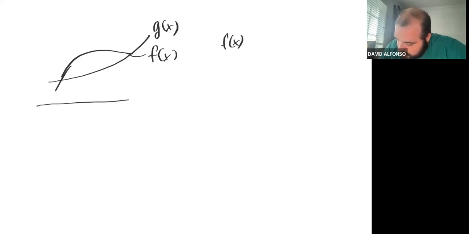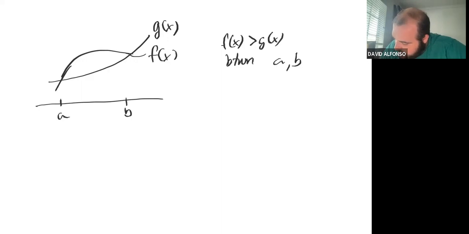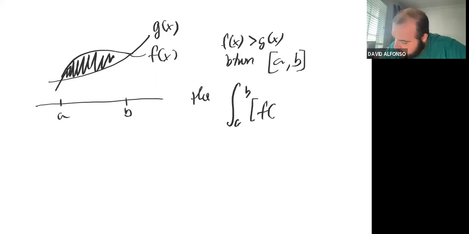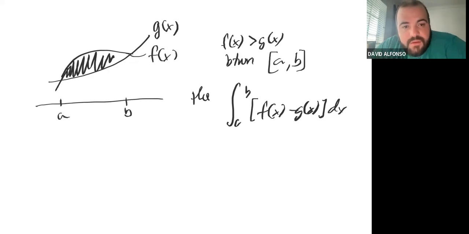Then we had the area between two curves. So if this is f and this is g, and f of x is greater than g of x between A to B, then the area between these two curves would be this, and that's that.